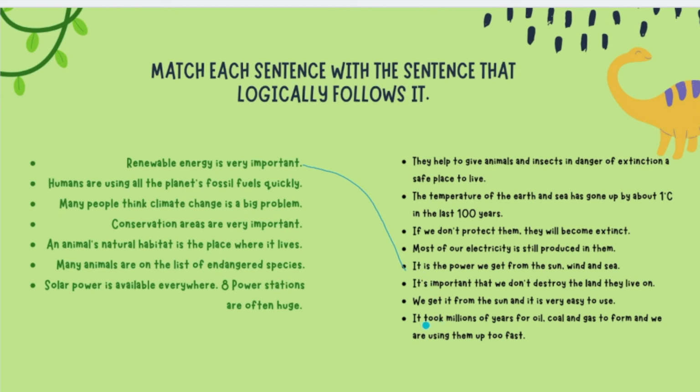Okay, and then for the second sentence, humans are using all the planet's fossil fuels quickly. Does it match "they help to give animals and insects in danger of extinction a safe place to live"? No, right? Does it relate to temperature? Is it "extinct"?